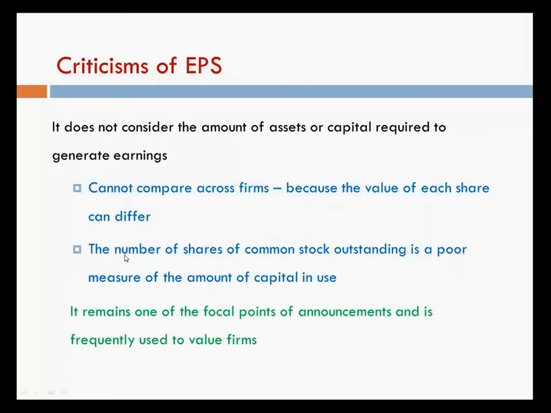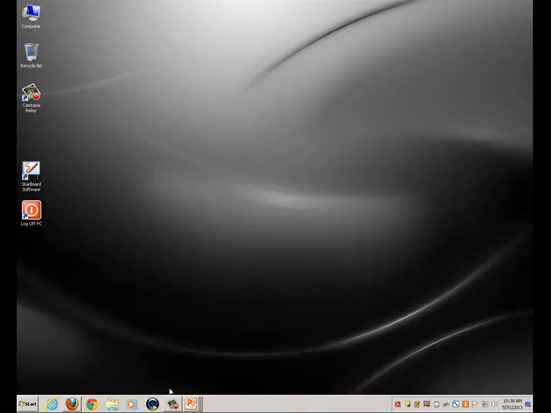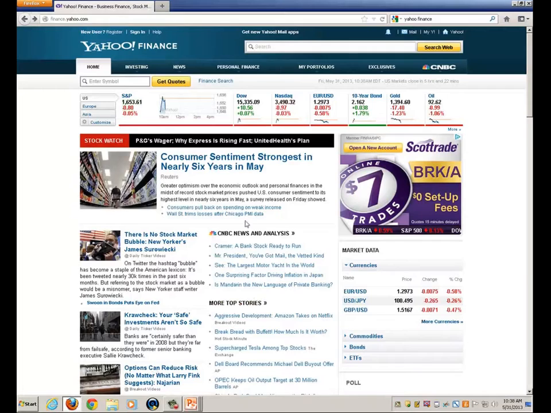Now, I'm going to take us away from this slide for a second. Here's some of the reasons why earnings per share are a little bit crazy. Who's heard of the company Berkshire Hathaway? And who runs that company? Warren Buffett. What do you think their earnings per share is?